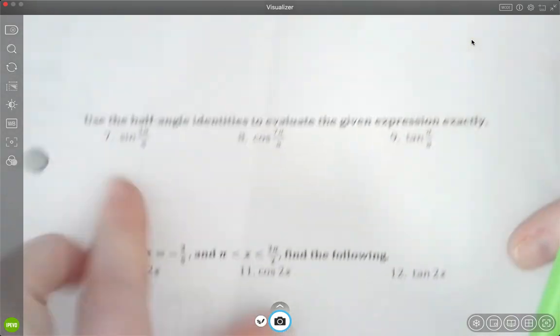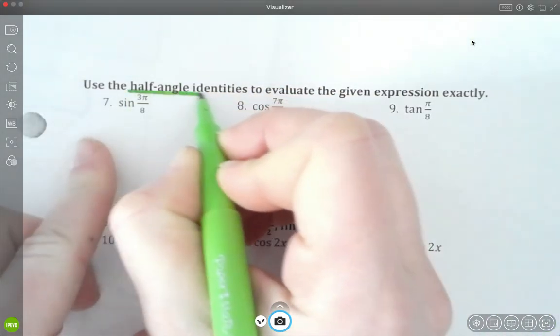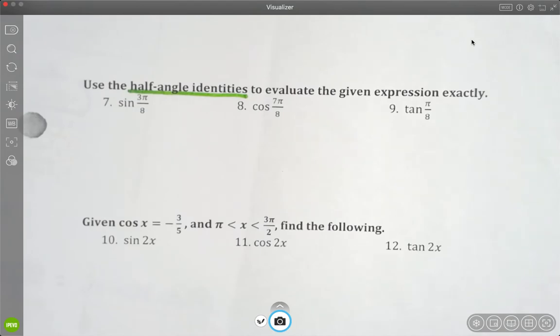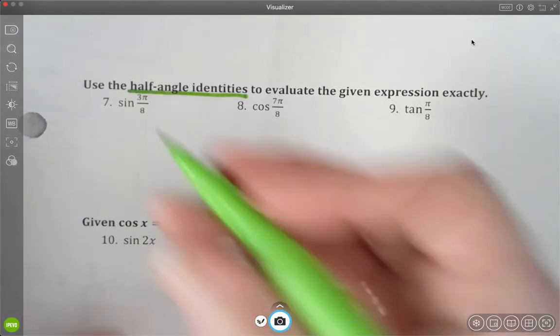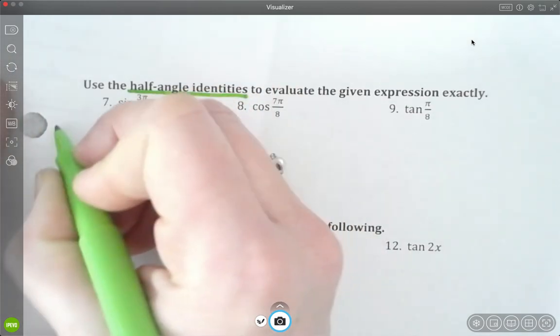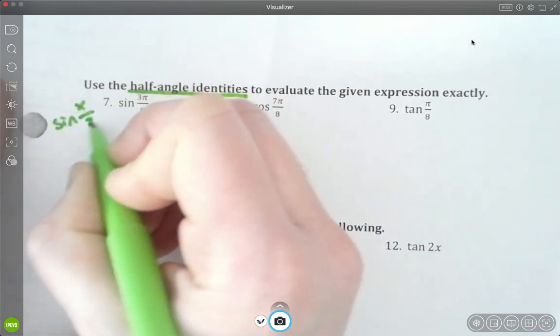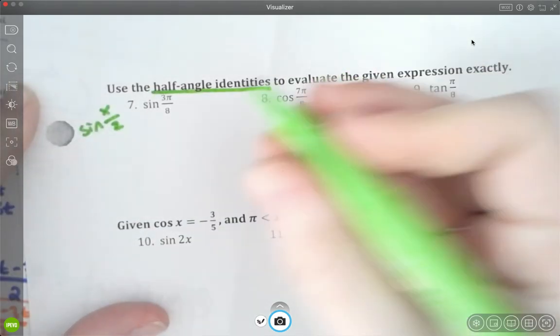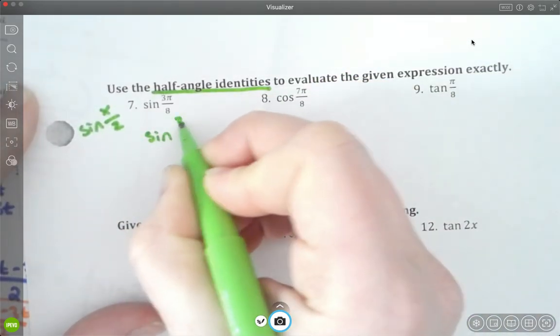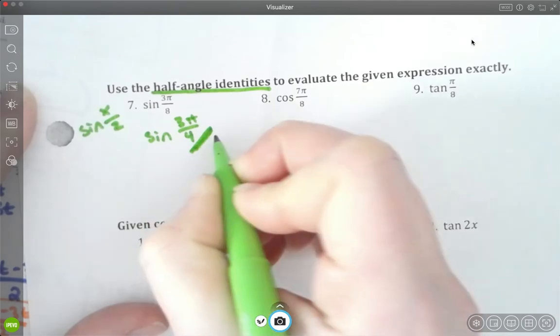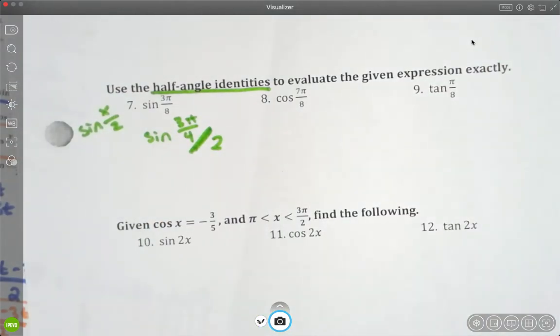This one right here, use a half angle identity. They tell you which one to use. Half angle identities, just so that you get a start. Should we start you out on the first one? I don't have a 3 pi over 8. Let's do one. I want to write this as sine of x divided by 2. So what divided by 2 will give me 3 pi over 8? 3 pi over 4 divided by 2. That's what that first one will look like, number 7. 8 and 9 will be similar to that.